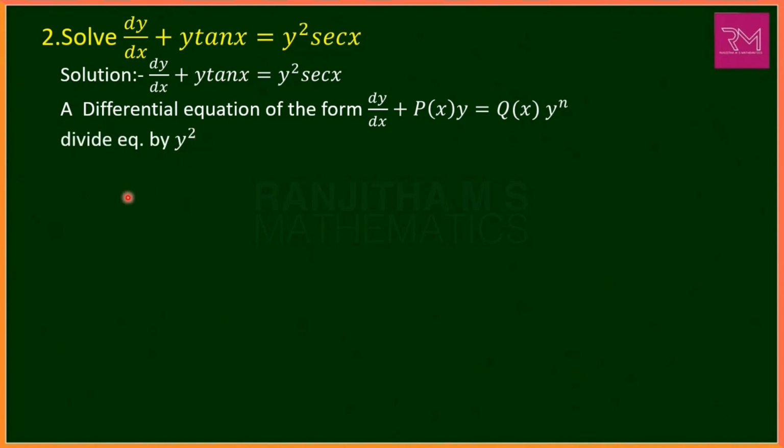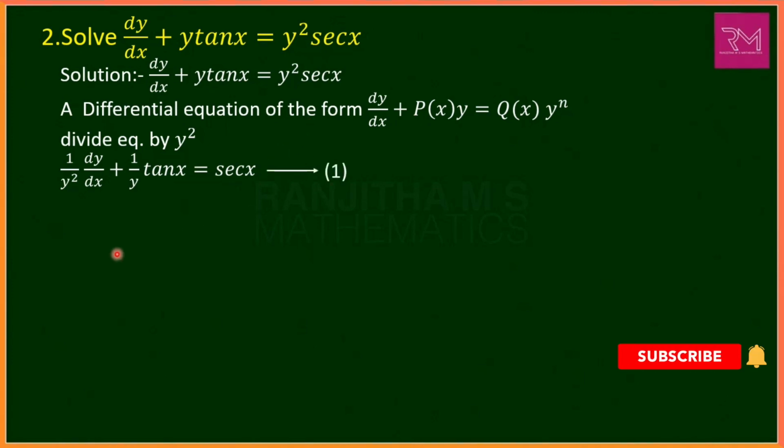Dividing the equation by y square, we get 1 by y square into dy by dx plus, y by y square, the y gets cancelled, remaining 1 by y into tan x, which is equal to secant x. Take this as equation number 1. Observing this equation, it is an equation of the form x and y. We have to reduce this equation to an equation of the form u. For that, put u is equal to 1 by y.